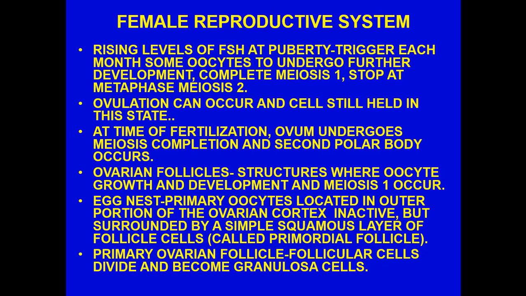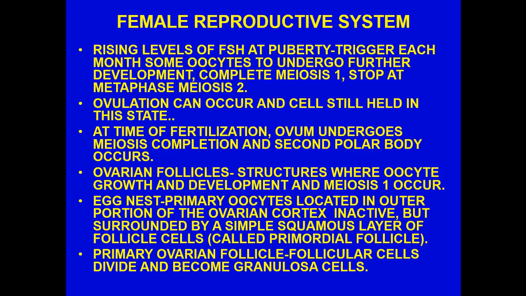Okay, keep that straight. When the rising levels of FSH occur in puberty, that triggers each month some of the oocytes to undergo further development, complete meiosis 1, and stop at metaphase of meiosis 2. So at metaphase of meiosis 2, it stops. Now, ovulation can occur and the cell is still held in this state.